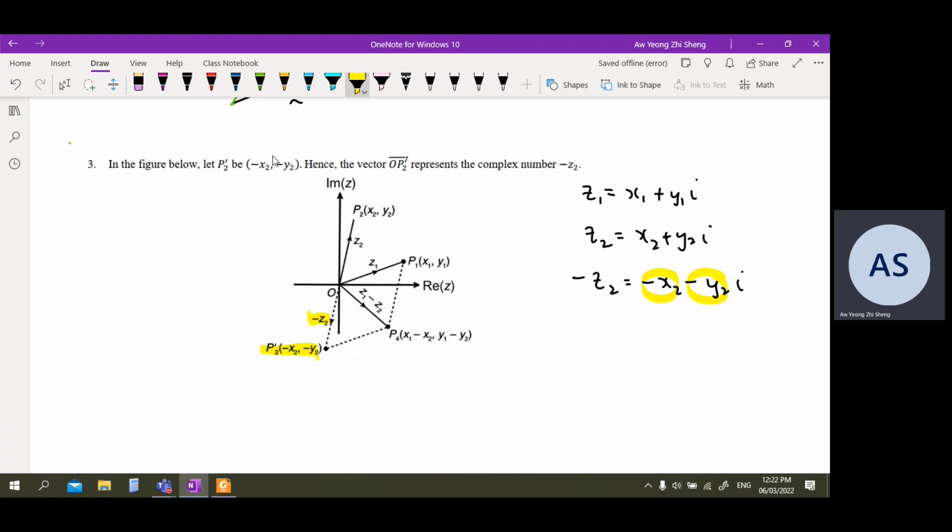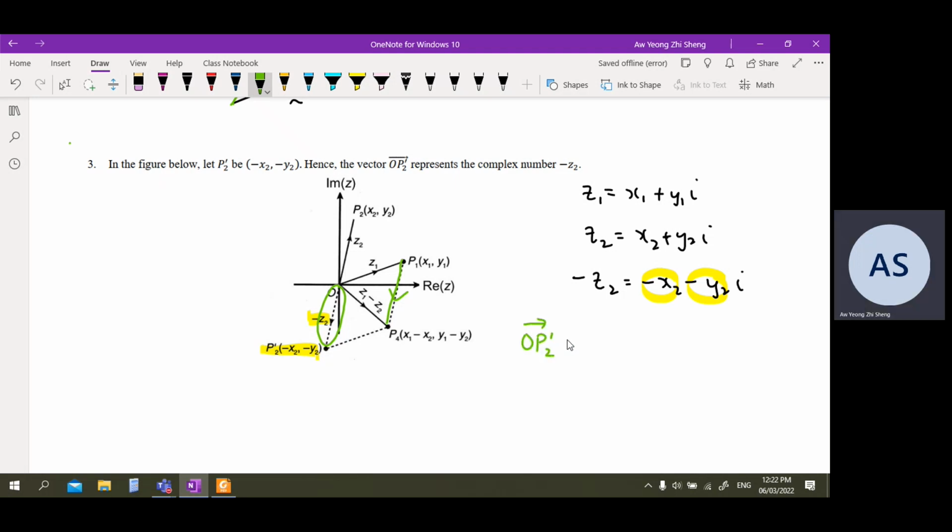Okay. So here, if I move my vector OP2 prime to this position, its direction and length would remain the same. So in other words, the vector OP2 prime is the same as the vector P1P4.